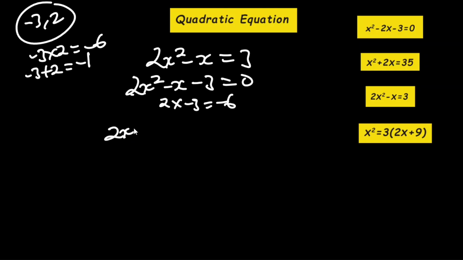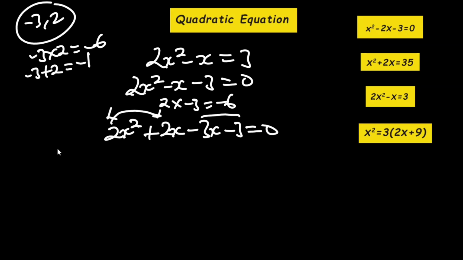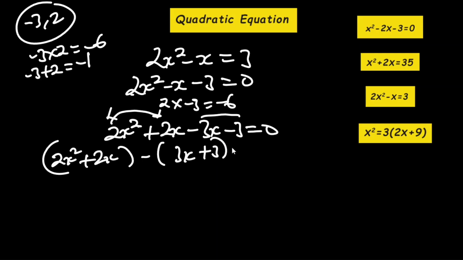So 2x squared plus 2x minus 3x minus 3 is equal to 0. Now let's put these first two terms inside the bracket and also the last two terms inside the bracket. 2x squared plus 2x inside one bracket and then minus 3x. Now over here, because here was negative, we need to change the sign of negative 3 to positive 3 is equal to 0. Now let's factorize the common factor out. So 2x out, and we're going to get x plus 1 here.